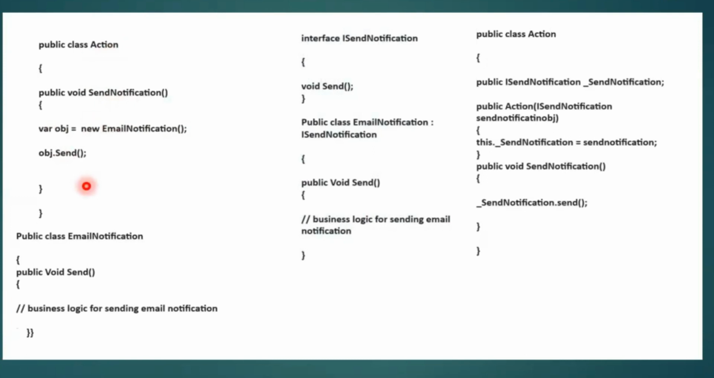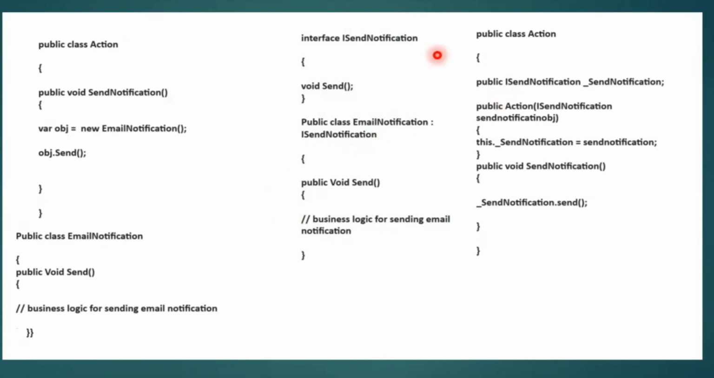Abstraction means interfaces. We can achieve abstraction by using an interface. So here I am creating the ISendNotification interface, and this interface contains the declaration for the Send method. Now I am implementing ISendNotification in the EmailNotification class, and by implementing it I am giving the method definition and writing the business logic. So by using the interface we can achieve inversion of control.